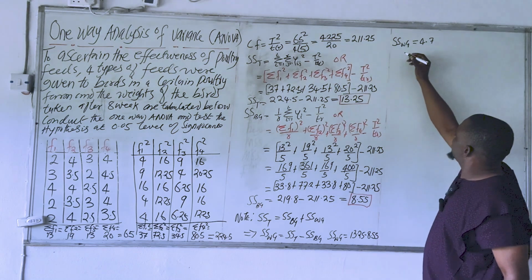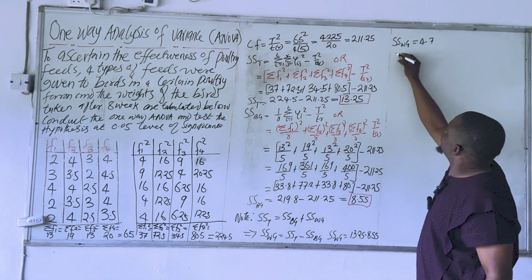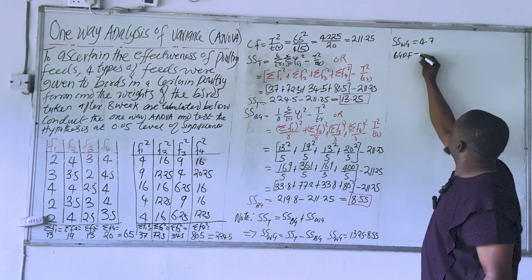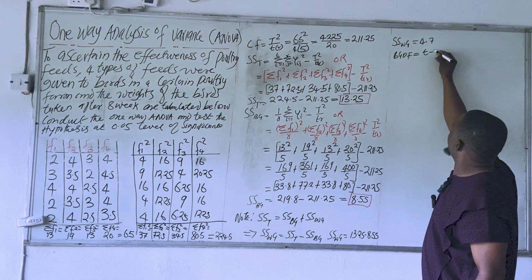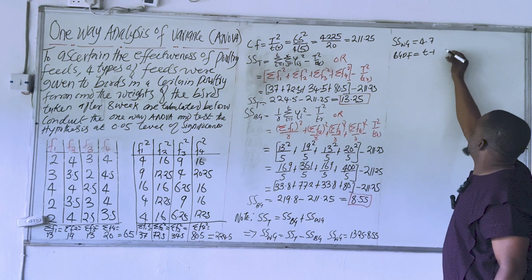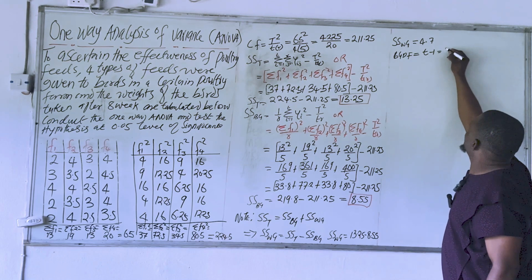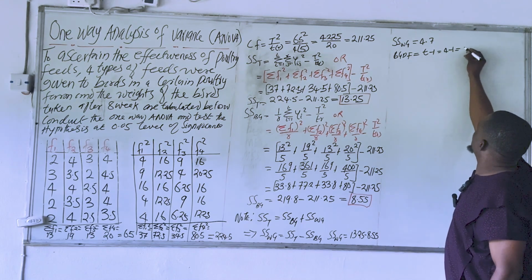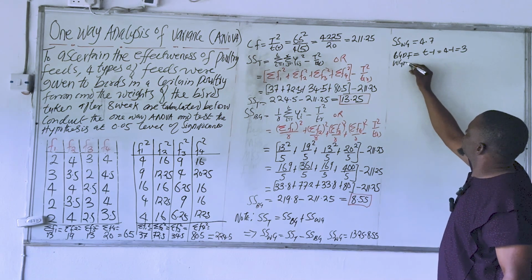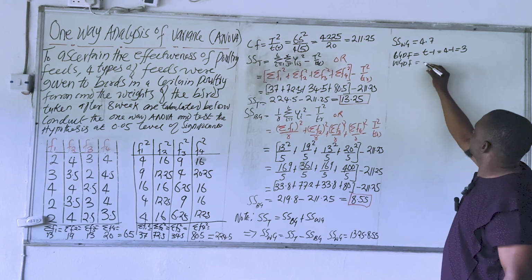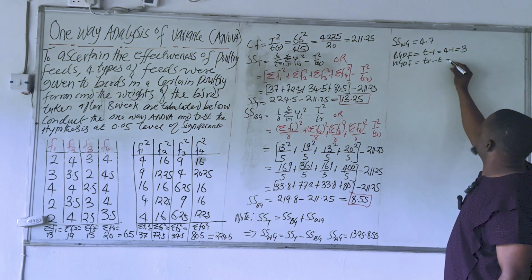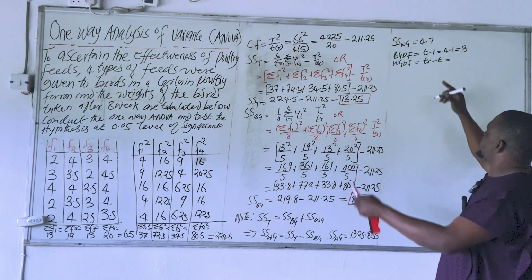Now the next thing we have to do is to calculate our degrees of freedom. So we'll have the between group degree of freedom, the formula is given as t minus 1. Our t is the number of treatments, which is equal to 4. So we'll have 4 minus 1, which is equal to 3. Now we also have the within group degree of freedom, which is given as t r minus t, and that will be equal to, we already have the value for t r somewhere.